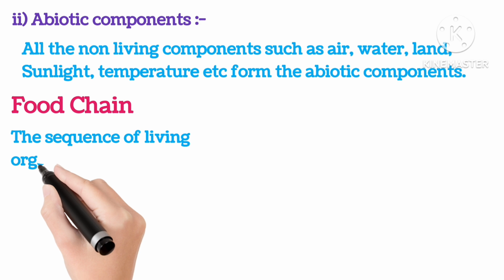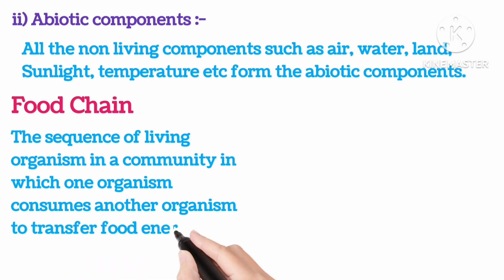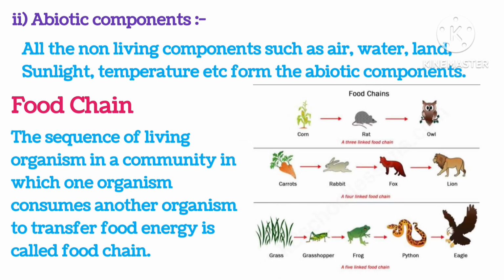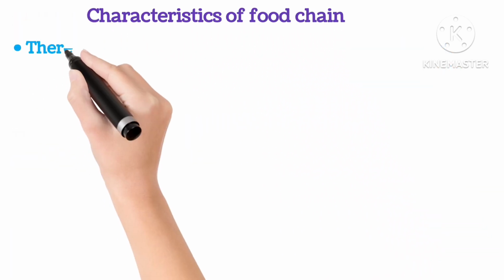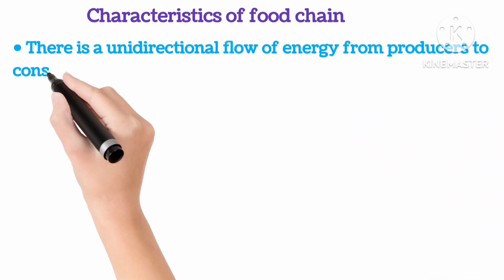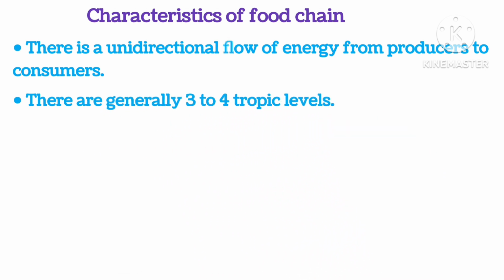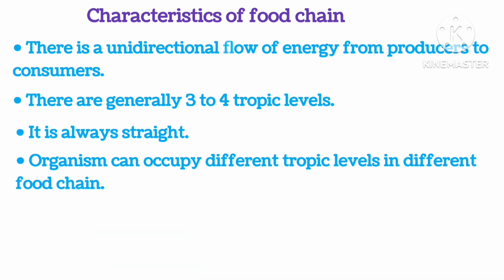Food chain. The sequence of living organisms in the community in which one organism consumes another organism to transfer food energy is called food chain. You can see the different food chains here. Characteristics of food chain. There is a unidirectional flow of energy from producers to consumers. There are generally 3 to 4 trophic levels. It is always straight. Organisms can occupy different trophic levels in different food chains.